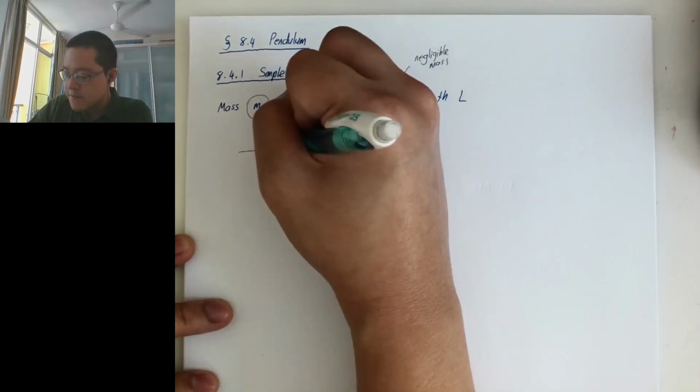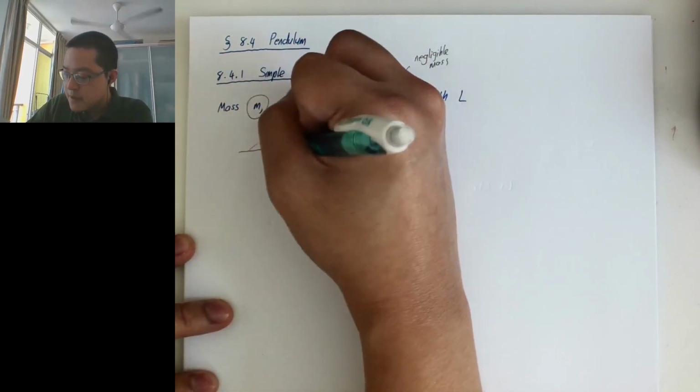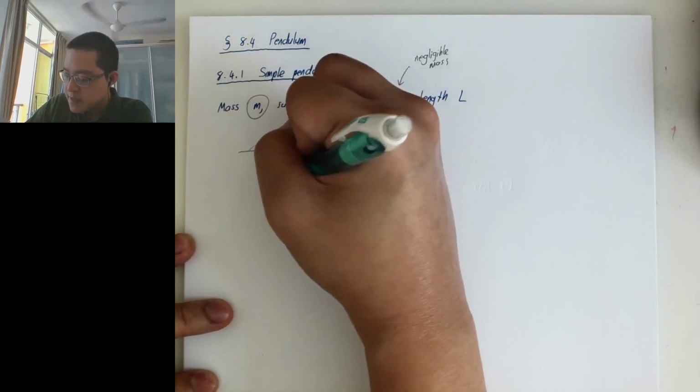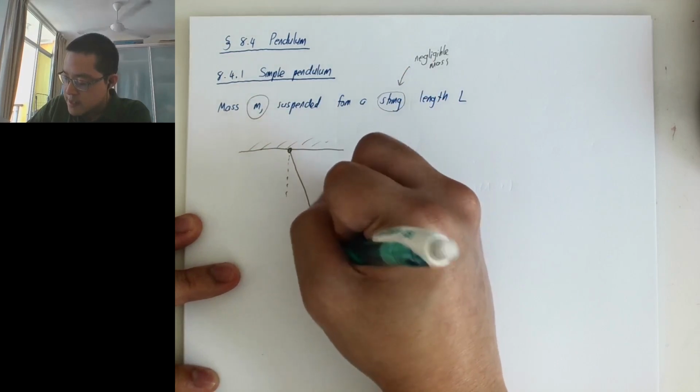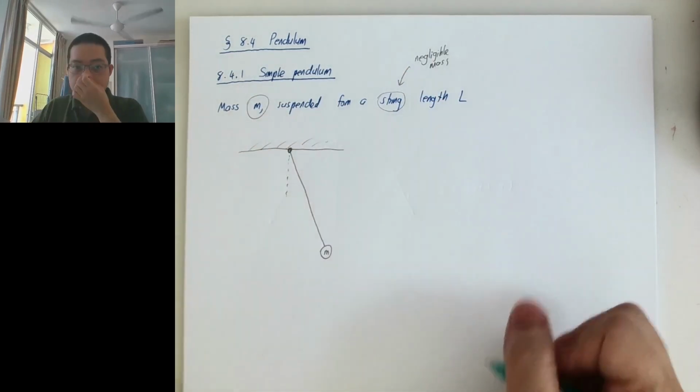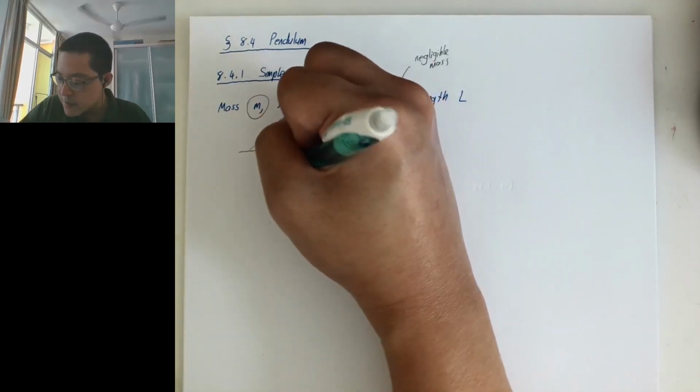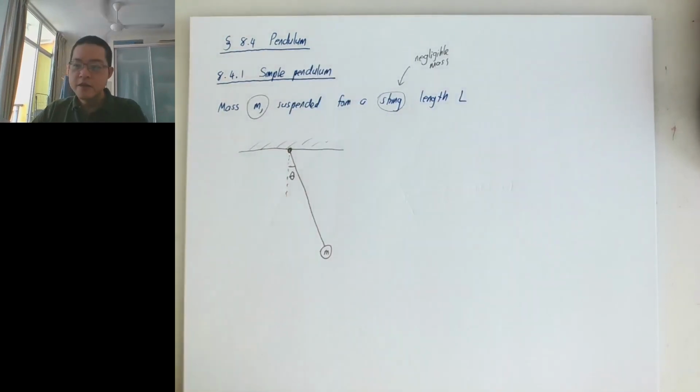So I have something attached to a ceiling, and then this is the vertical direction, and then I have a string, and then I have a mass m. And then this is the angular displacement of the pendulum. So if you let go of the pendulum, it's just going to swing back and forth. So this is the simple pendulum.